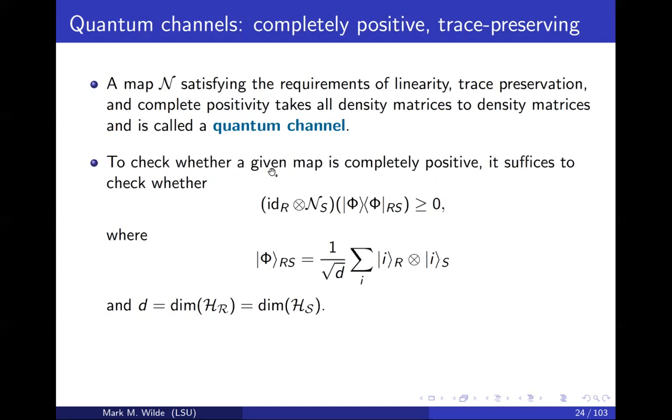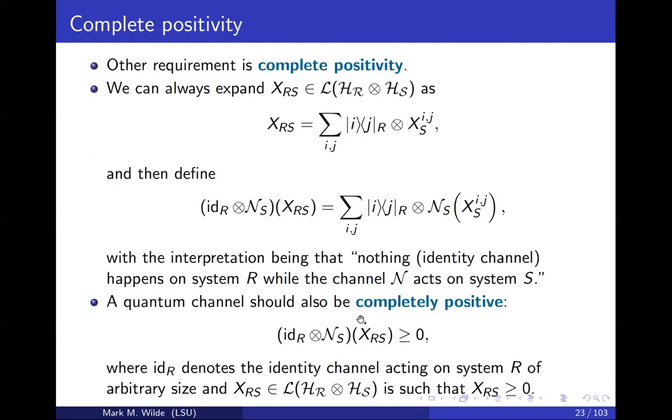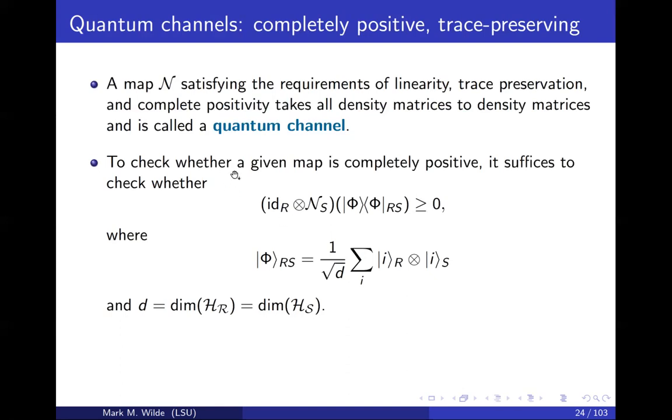If you want to check whether a given map is completely positive, you might think from the definition of complete positivity that you'd have to check this condition on an infinite number of operators. Fortunately, it's not the case. It suffices to check the action on a single input, and that's what we call the maximally entangled state right here, which is defined in terms of this qudit in this way. This generalizes the Bell state. The Bell state is what you get if d equals 2. If d is larger than 2, then you have this maximally entangled qudit state.